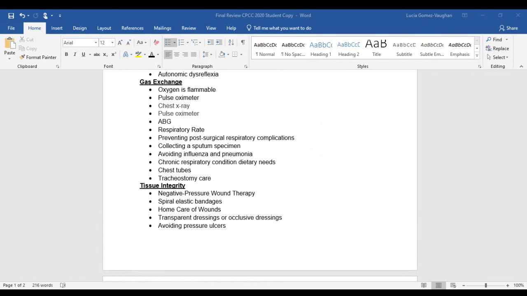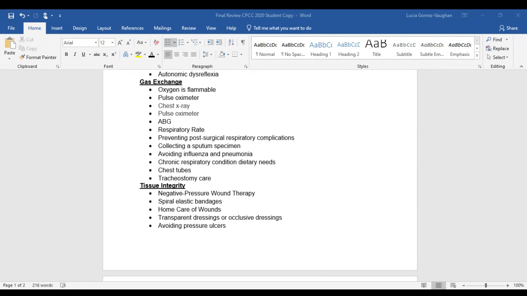So gas exchange. Oxygen is flammable. So oxygen safety: we avoid smoking when using, avoid materials that generate static electricity, and avoid flammable materials such as acetone, oil, or alcohol. And fire extinguishers should be readily available.